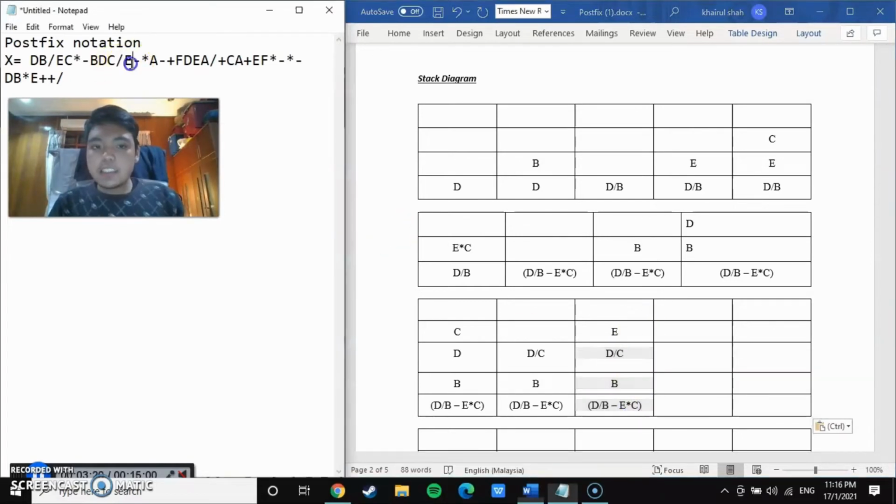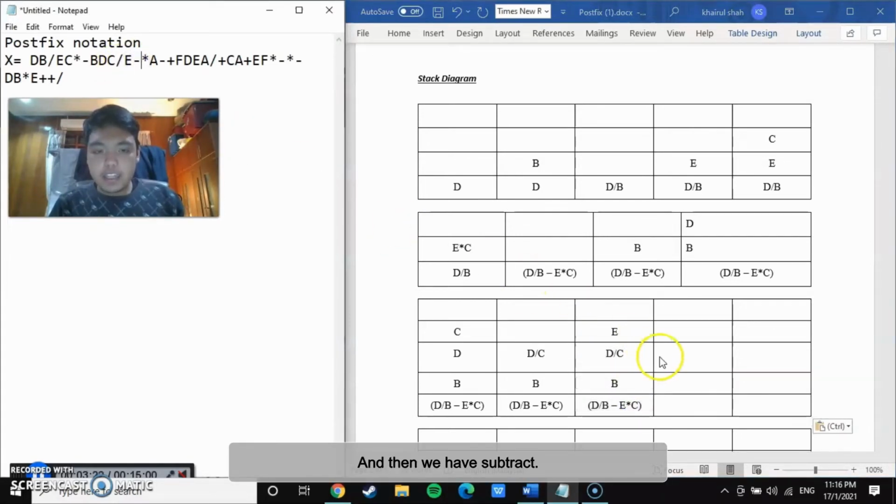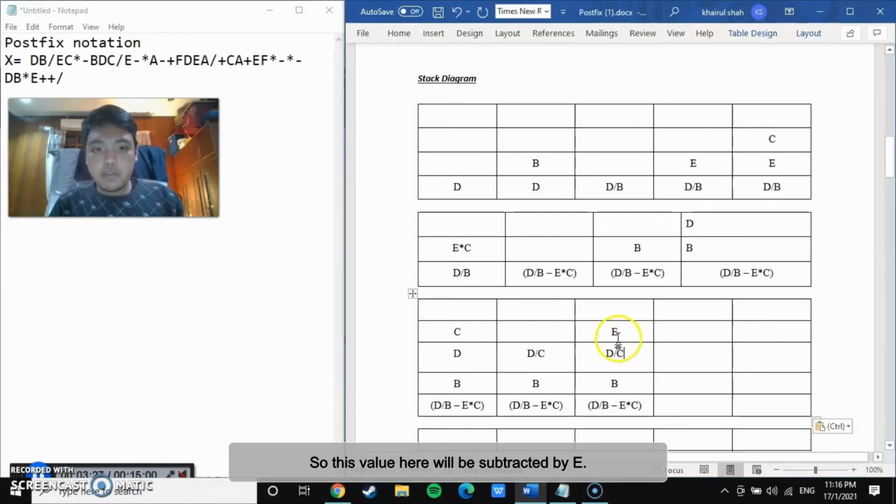Okay. And then we have subtract. So this value here will be subtracted by E. So D slash C divided by C minus E, B, and this one.